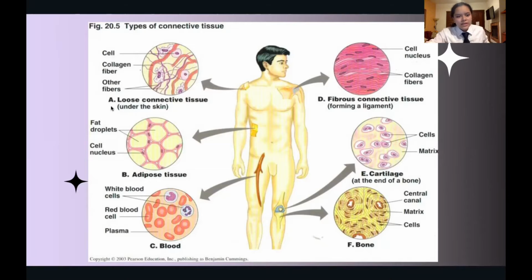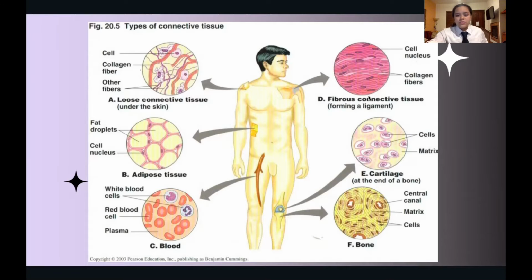So let's start with A. Here we have the connective tissue under the skin. This is called loose connective tissue. Here we can see the cell, the collagen fiber, and some other fibers. Then we have the adipose tissue, the fat that we store under the skin. Here are the fat droplets and the cell nucleus that surrounds the fat droplets. Then we have blood. In the blood, we have the white blood cells, the red blood cells, and some plasma. All of these are connective tissue. It's another type of connective tissue.